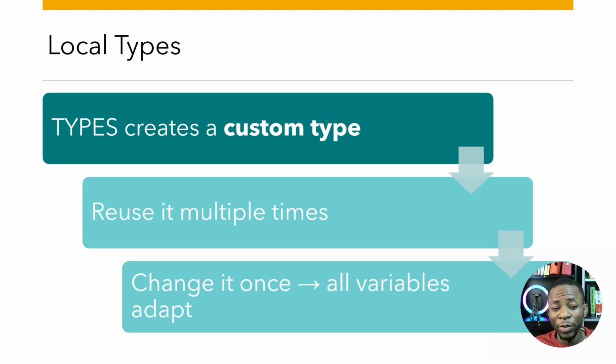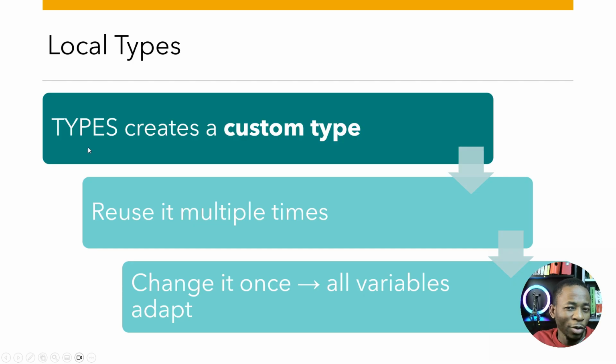Okay, so now the next thing we are going to look at is what we call types. There are local types and there are also global types. When you use the keyword types, you are creating a custom type. We have built-in types like string, integers, decimal, packed numbers, and characters also. But when you use the keyword types, it means that you are creating your own custom type.